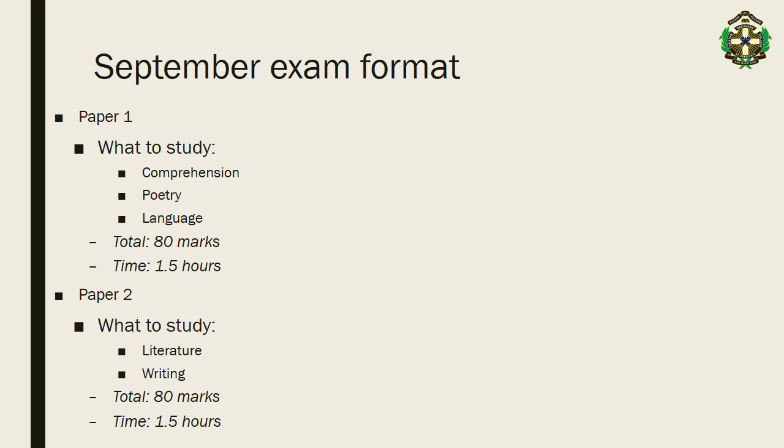In Afrikaans, we have 2 papers. Paper 1 consists of comprehension, poetry and language, which is a total of 80 marks and 1.5 hours of writing time. For paper 2, they must prepare literature, which was their novel Suurlemoen that we read, and then also writing. This paper is also a total of 80 marks and 1.5 hours.